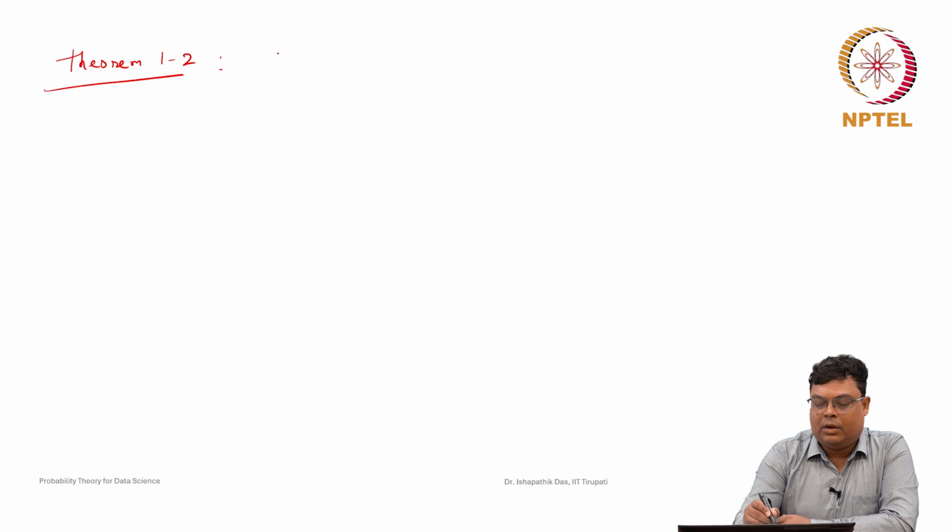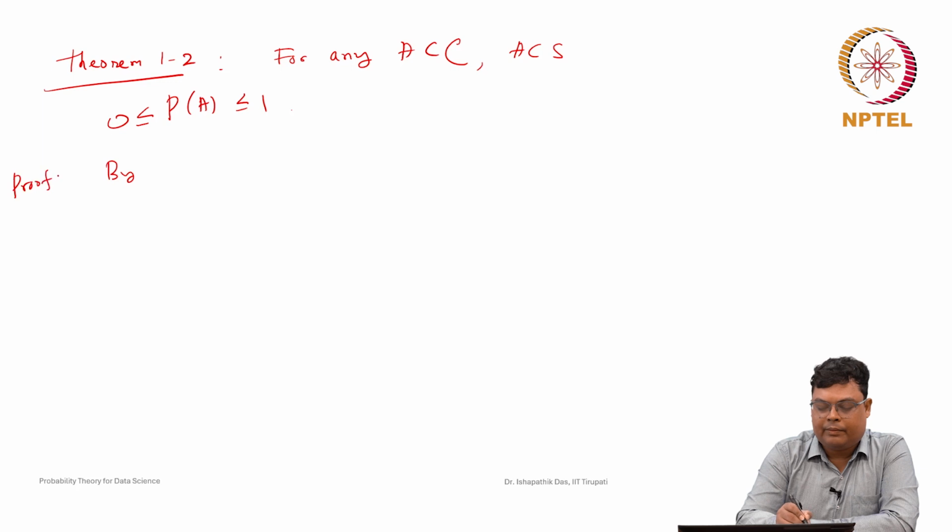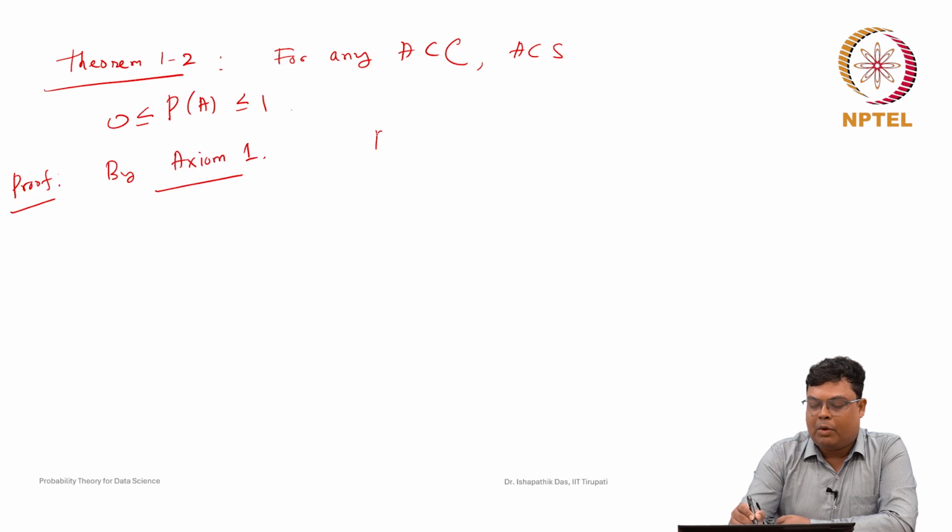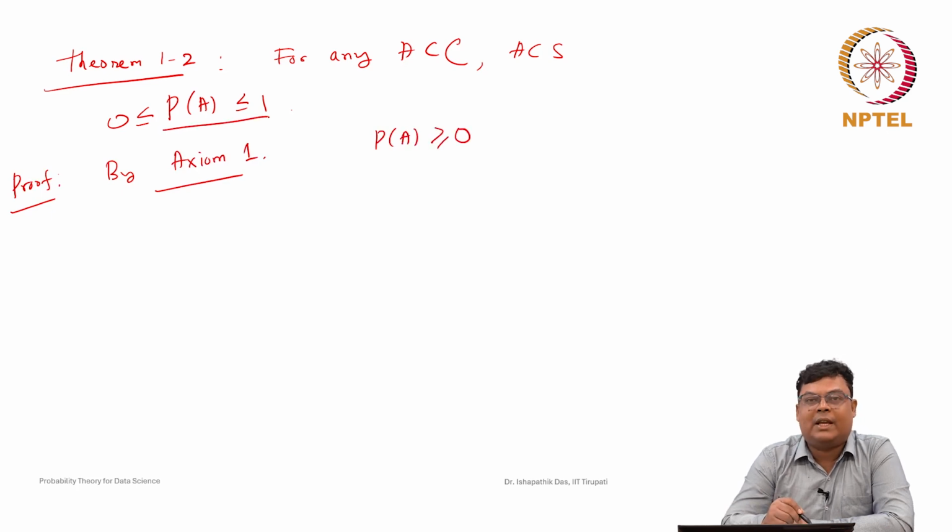So, theorem 1.2: for any A belonging to C, that means A is a subset of S, any event actually, probability of A is less than or equal to 1 and greater than or equal to 0. By axiom 1, probability of A is greater than or equal to 0. Now we have to prove that probability of A is less than or equal to 1.